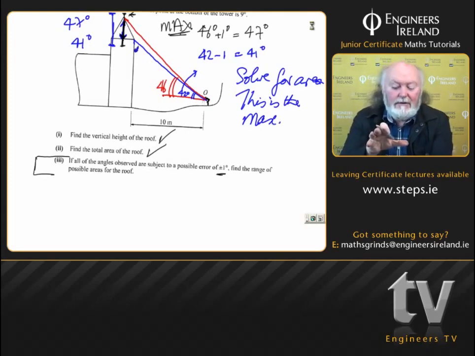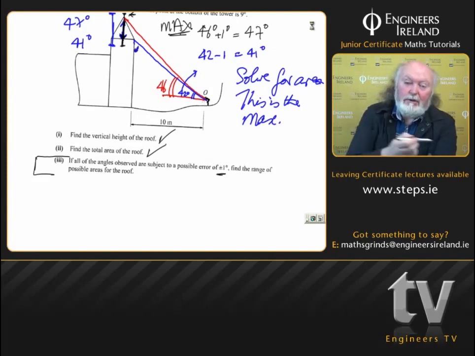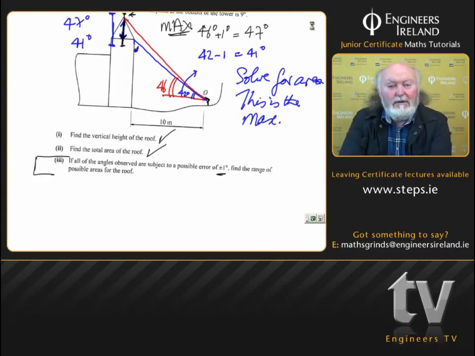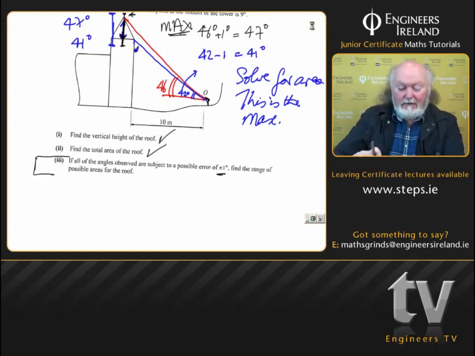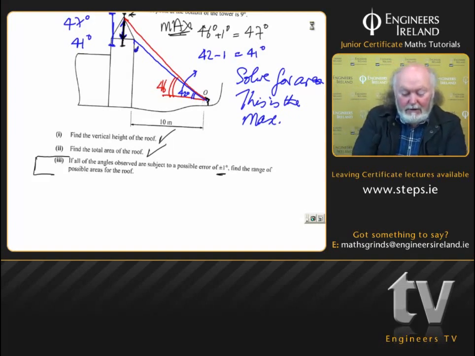You just repeat the steps that you did before, work out the vertical height, then work out the sloped height of one of the sides, and then work out the area of the triangle and multiply it by 4, and you've got a max. So what makes things small now is what we have to work out here.